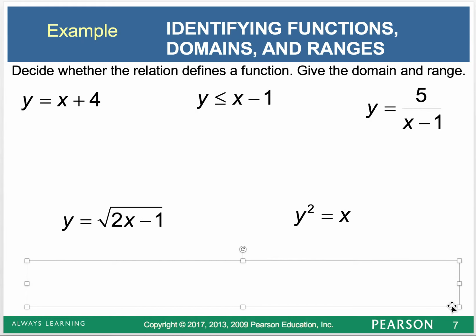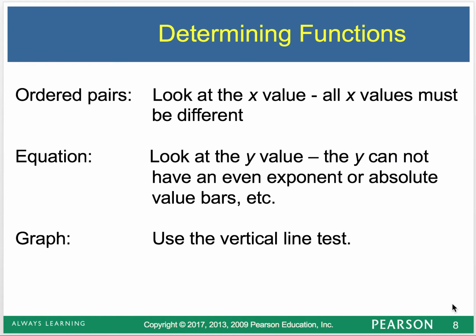Just to sum that up, right? For ordered pairs, remember, look at the x value. Your x's must all be different. For equations, look at the y value. They can't have an even exponent, absolute value bars, anything like that. And for a graph, just use the vertical line test.